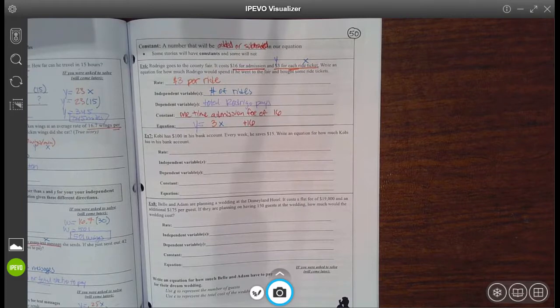Okay, let's try another one. It says Kobe has $100 in his bank account. Every week, he saves $15. Write an equation for how much Kobe has in his bank account.